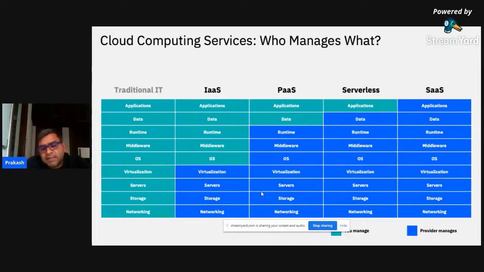Serverless, which came in afterwards, is a specialized implementation of PaaS. It's even more hands-off: you don't even need to configure for scaling, because it takes care of scaling. You just use it and move on, like an event-driven model. SaaS, of course, we know: you just need to configure a few things and you're done. So, moving on.